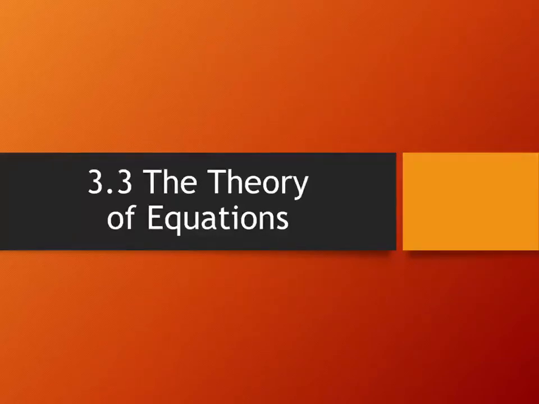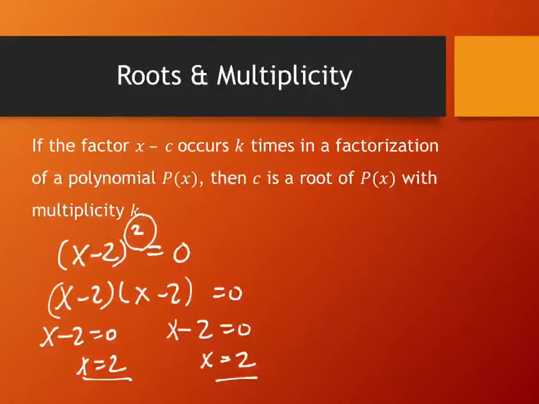So we had started section 3.3 last time. It's called the theory of equations. And we had taken a look at this idea of how powers, exponents, namely on factors, related to the multiplicity of roots. So if we had, say, like on this one, where there's a power of 2 that's circled here, it means that that 0 has a multiplicity of 2.